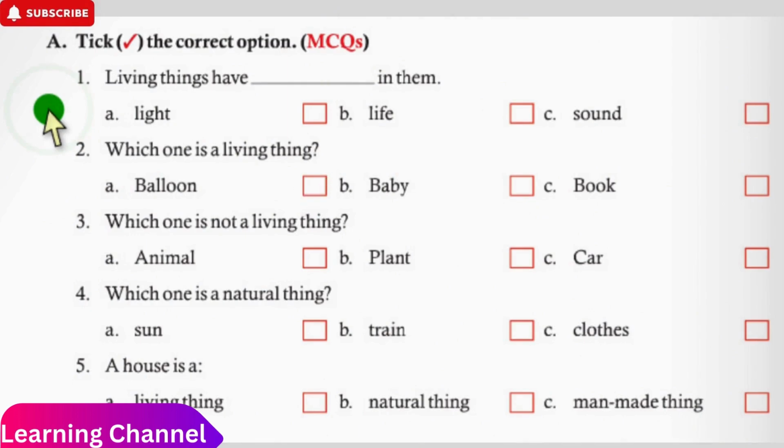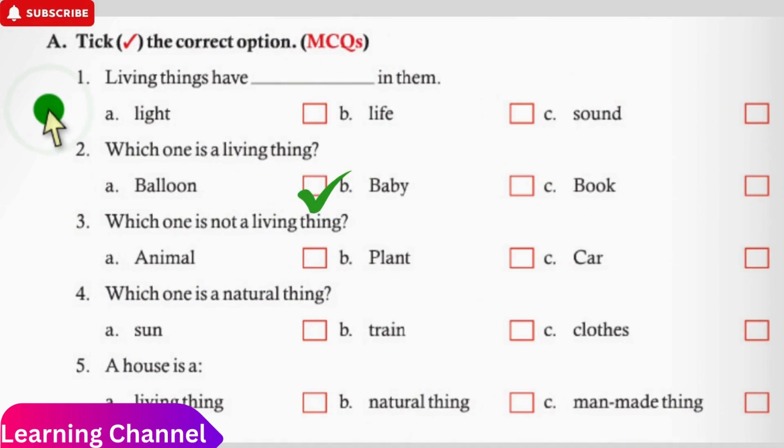2. Which one is a living thing? A. Balloon. B. Baby. C. Book. The answer is B. Baby. Baby is a living thing.